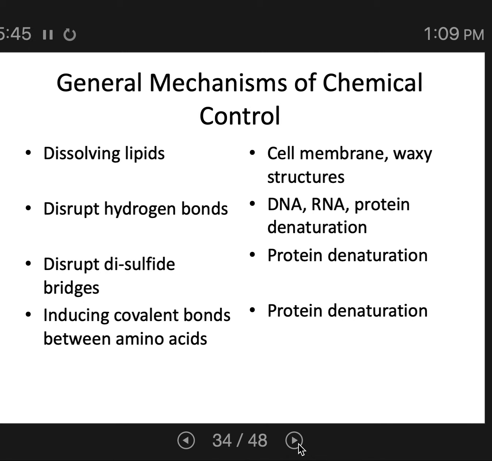So here are some general mechanisms by which chemical control methods work to control microbial growth. You can dissolve the lipids. Any chemical that dissolves lipids is going to dissolve the cell membrane or any waxy structures, like for example mycolic acid on mycobacteria. There are chemicals that disrupt hydrogen bonds. Well, hydrogen bonds are essential for the structure of DNA, the structure of RNA, for protein structure, and so it's going to cause denaturation of all these molecules, which are essential for life.